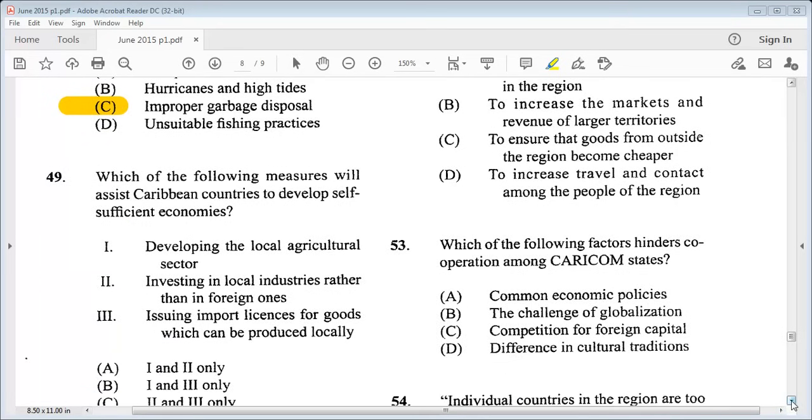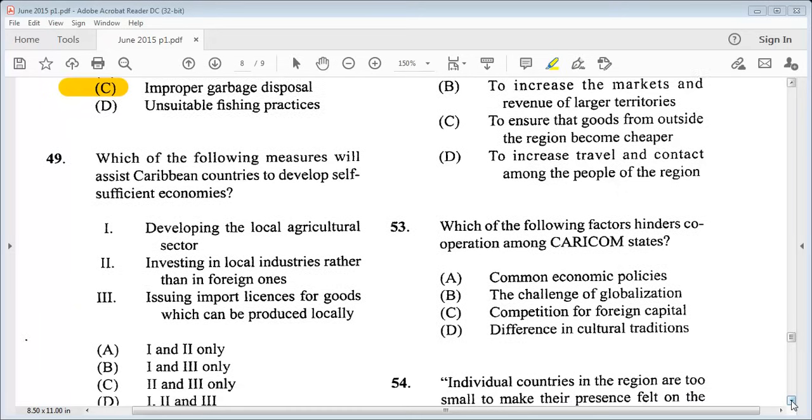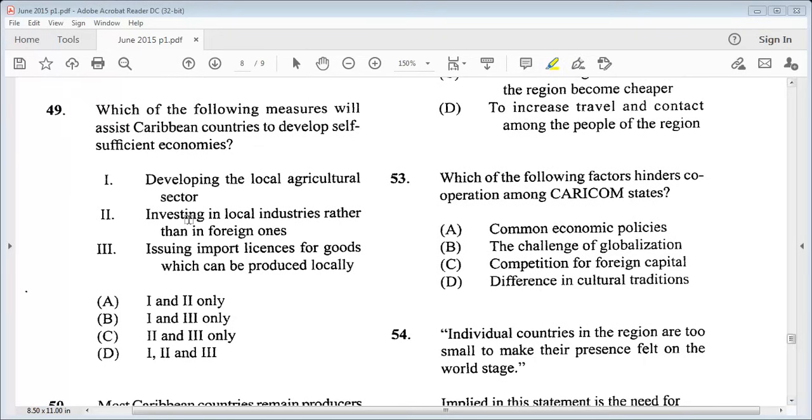49 says, which of the following measures will assist Caribbean countries to develop self-sufficient economies? 1. Developing the local agricultural sector. 2. Investing in local industries rather than in foreign ones. 3. Issuing import licenses for goods which can be produced locally. So we know our answer would be A, 1 and 2 only. Let's go on to 50.